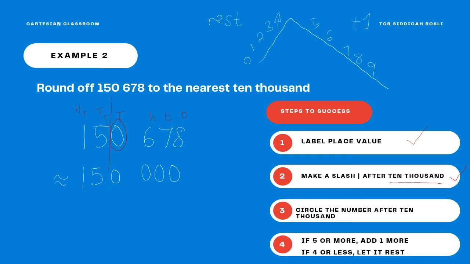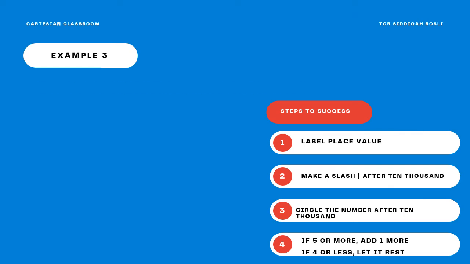So the answer is 150,000. So when you round off this number, 150,678, it is nearer to 150,000. Example 3, round off 99,821 to the nearest 10,000.